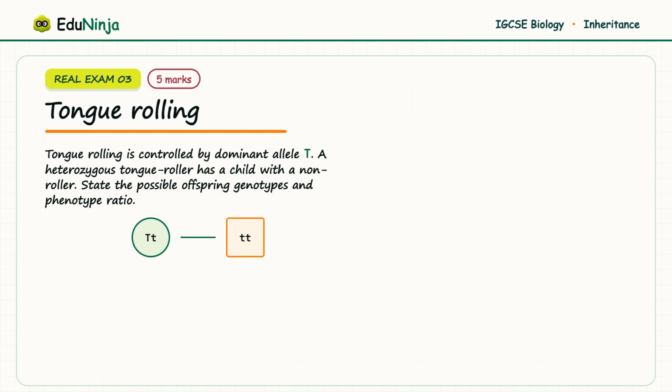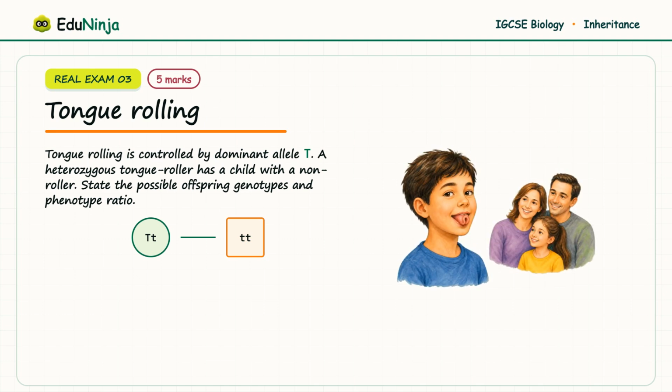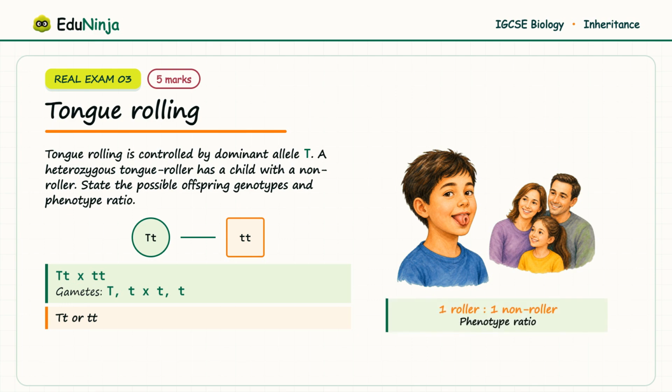It is capital T, small t, by small t, small t. The gametes are capital T and small t from the first parent, and small t from the second. The possible offspring are capital T small t, or small t small t, so the phenotype ratio is one roller to one non-roller. Notice how the symbols stay consistent from the question to the final ratio.